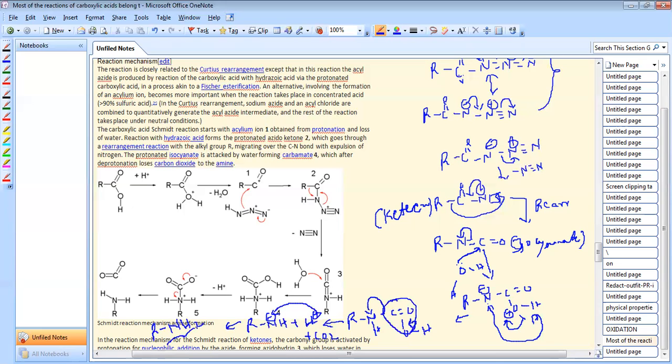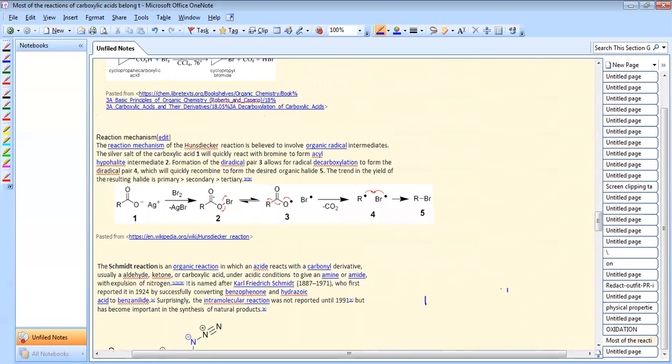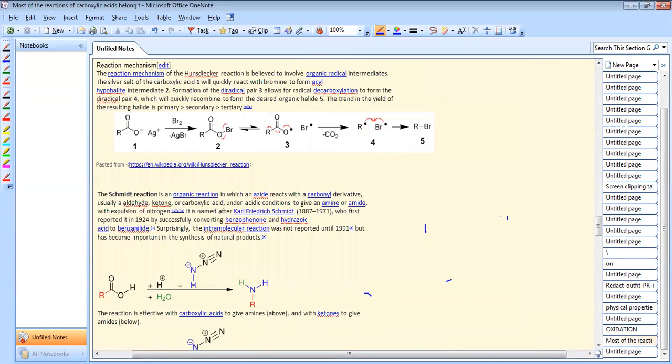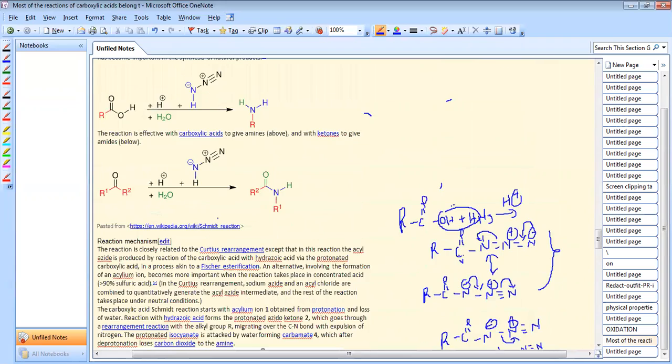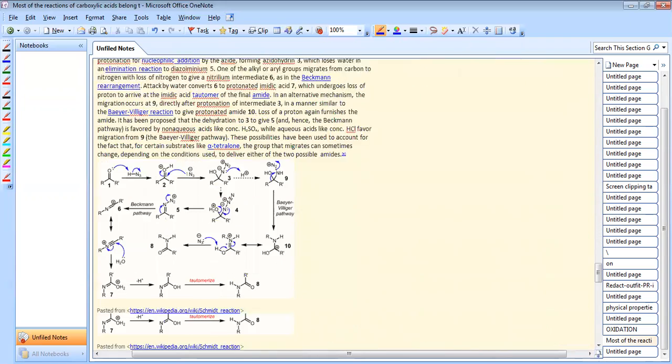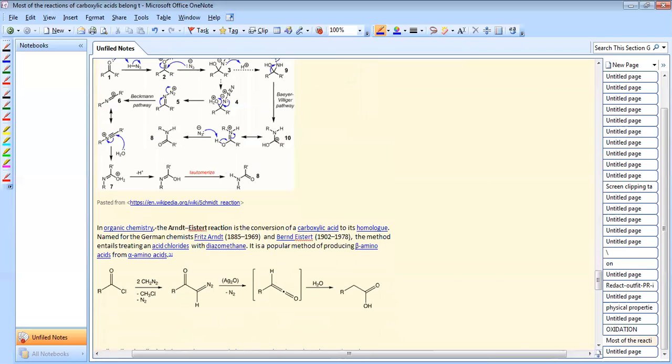So this is the mechanism. Here you can see the same thing. Whenever a carboxylic acid is treated with hydrazoic acid followed by hydrolysis, we get amines. In Hofmann-Decker, what did we get? We got alkyl halides. And by the Schmidt reaction, we are obtaining primary amines. We can also get secondary amines, no problem. So this is another example of the mechanism.